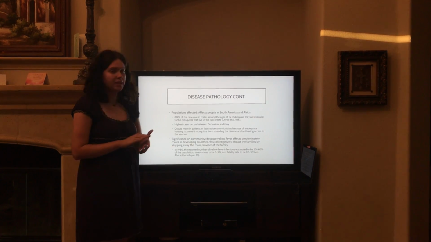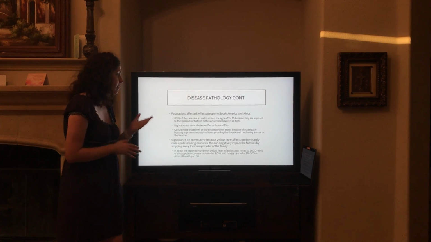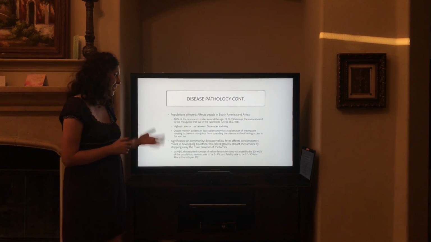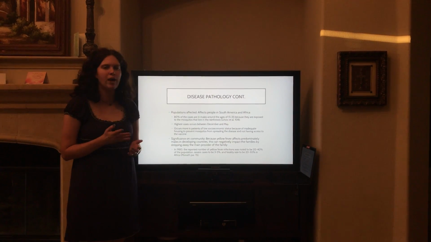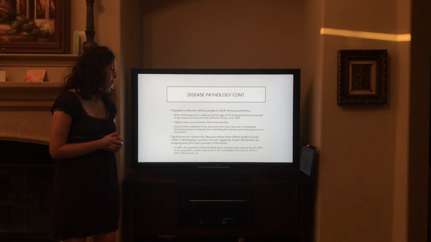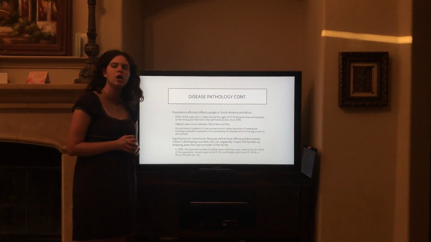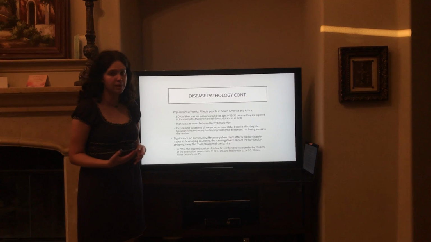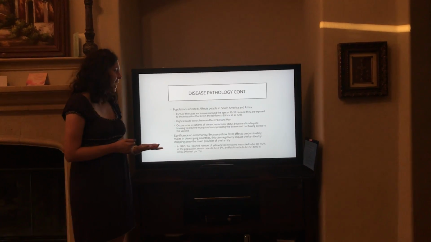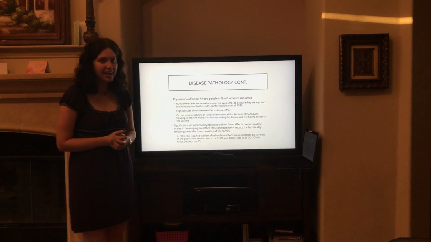The significance on the community. Because it predominantly affects males in developing countries, this can negatively impact the families by stripping away the main provider of the family. For example, in 1980, the reported number of yellow fever infections was noted to be about 20 to 40% of the population. Severe cases were about 3 to 5%, and the fatality rate was about 20 to 30% in Africa.